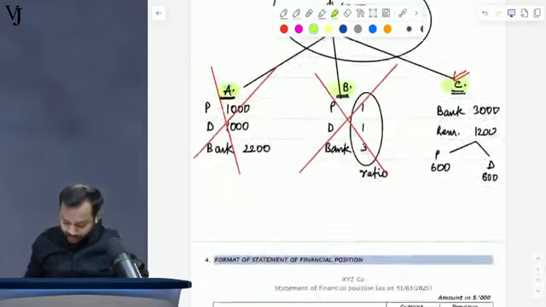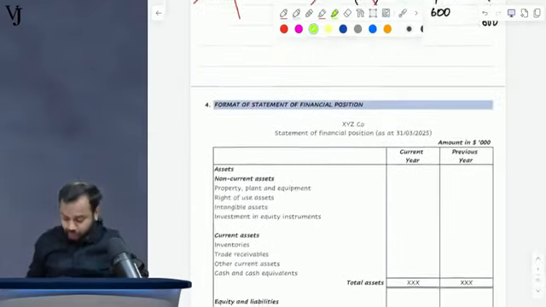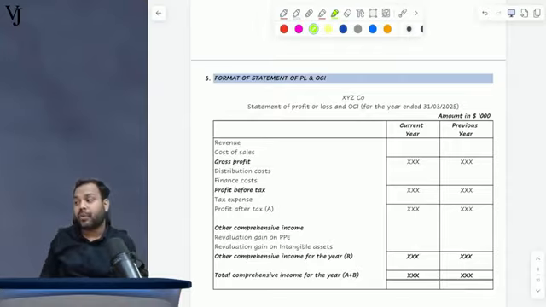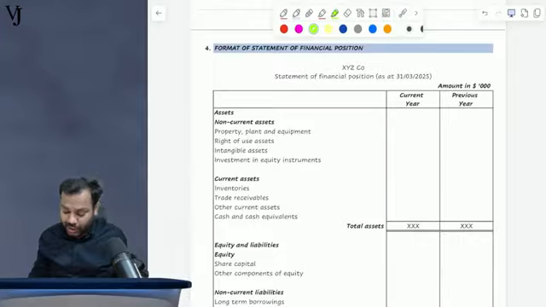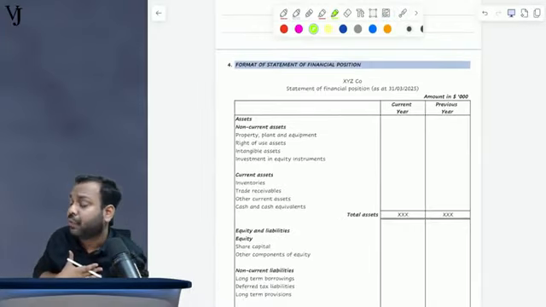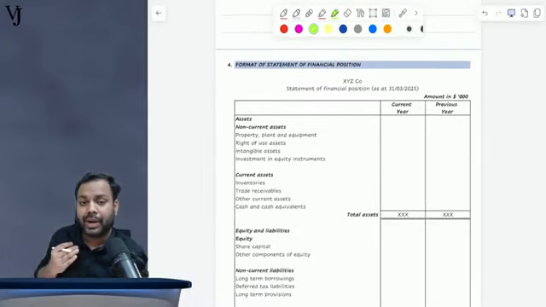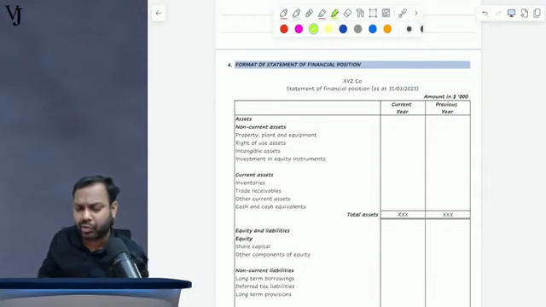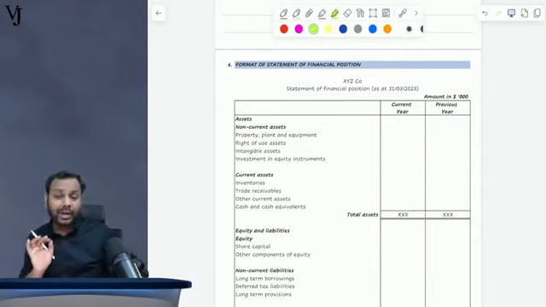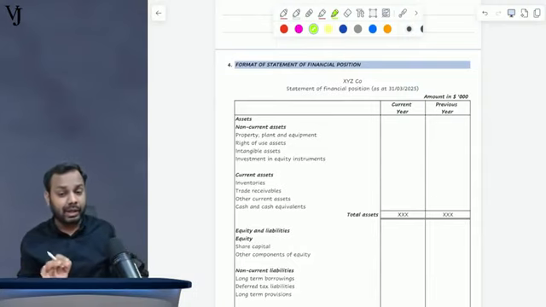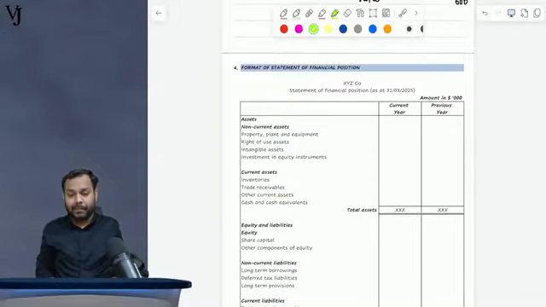Now I have given you the basic format of the statement of financial position and the basic format of the statement of profit or loss. Let's run through it. What I recommend to all of you, whether you are an FR student or an SBR student, whoever you are, is this, understand, guys.